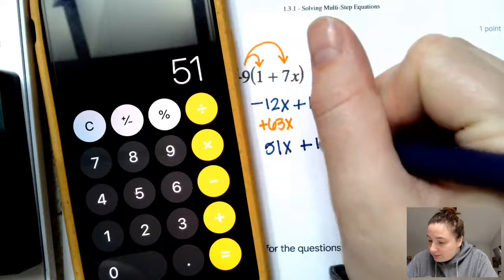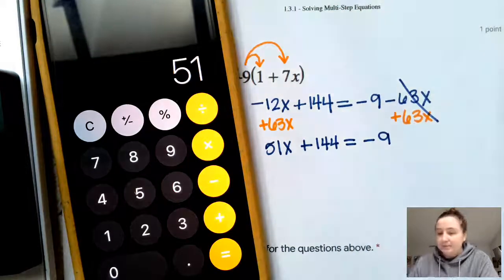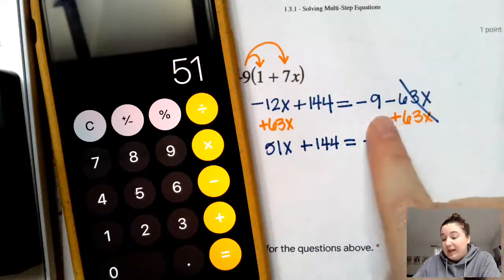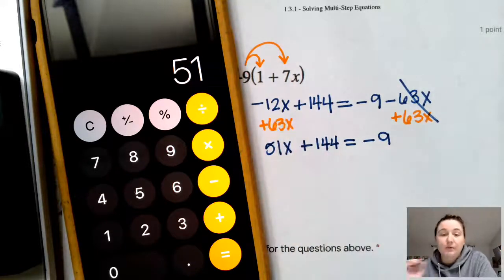You could have started anywhere. You could have moved the 9 first, or the 144, or the negative 12. Whatever makes the most sense to you. I just noticed that that one was negative and big, and so I wanted to move that.